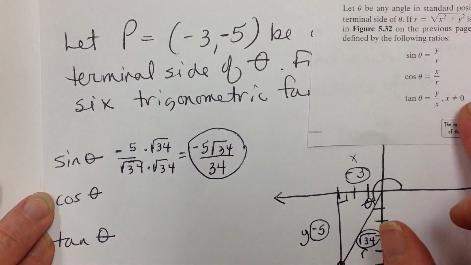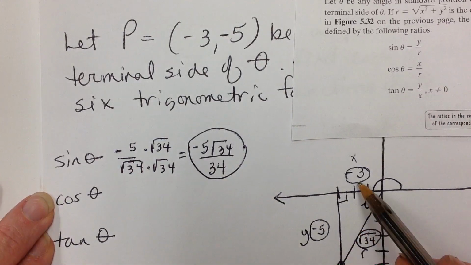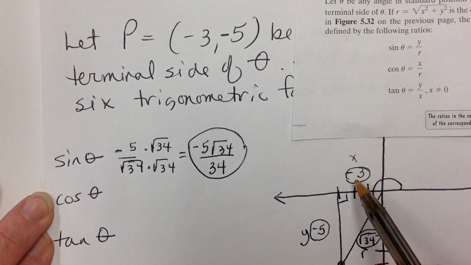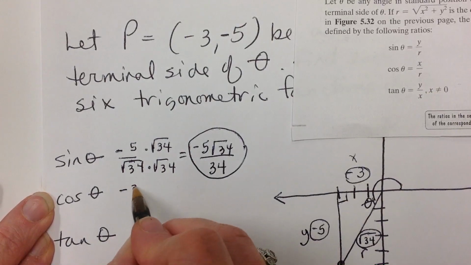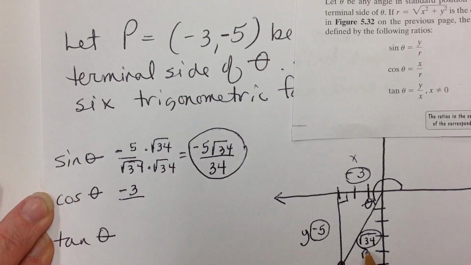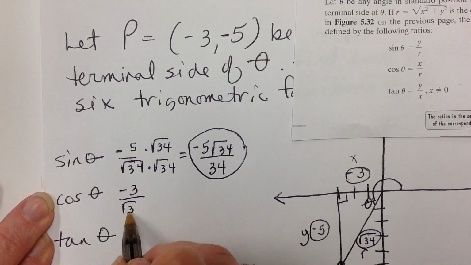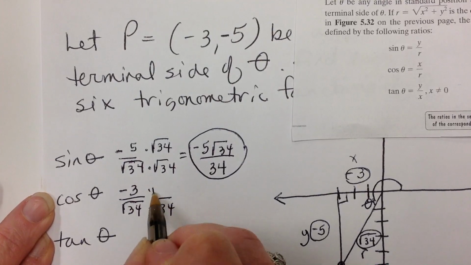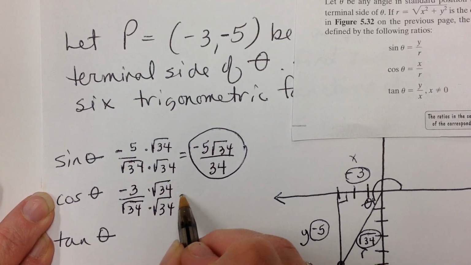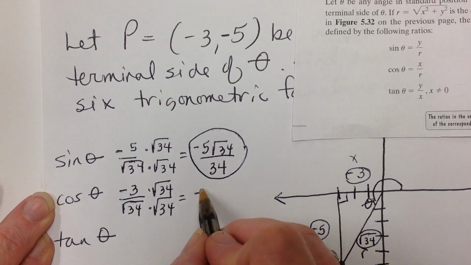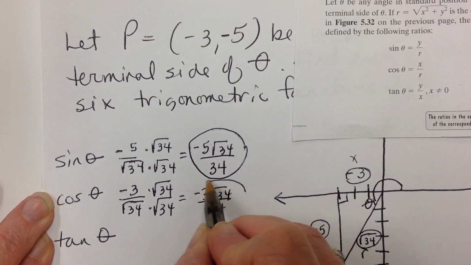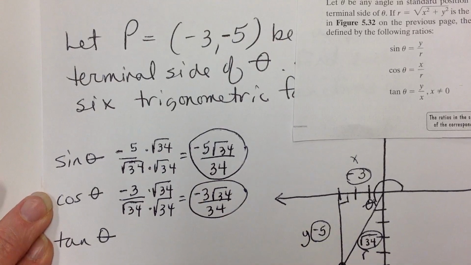Now, cosine. Remember cosine. Adjacent over the hypotenuse. X over r. So x would be -3 over the hypotenuse, which is r, is square root of 34. So I need to rationalize that denominator by multiplying numerator and denominator by the square root of 34. I end up with -3 square root of 34 over 34. So that would be your cosine.